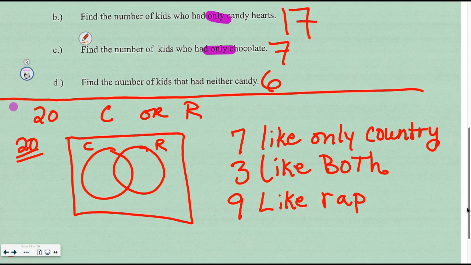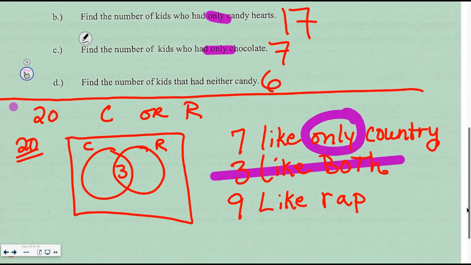So remember what I said, we build it from the middle. 3 like both, 3 like both. 7 like only country, so that means they are not in the both, they're only country. So those 7 are out here. 9 like rap, now it doesn't say only rap, it says 9 like rap. So there have to be 9 accounted for in this circle. So because 3 are already in there, I'll have to subtract.